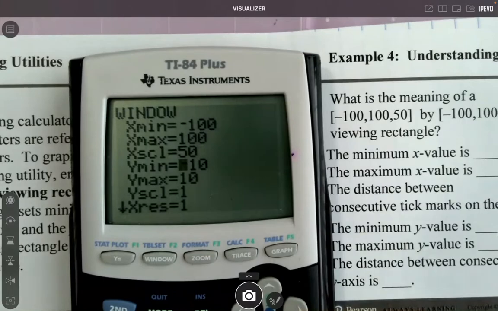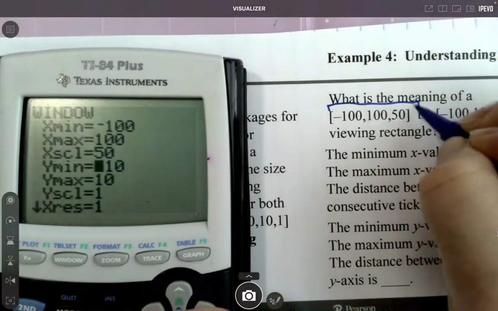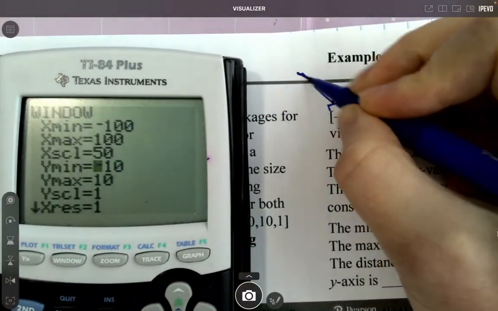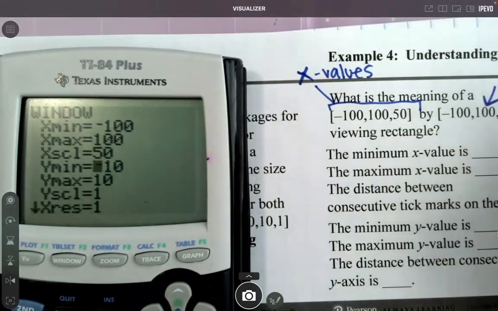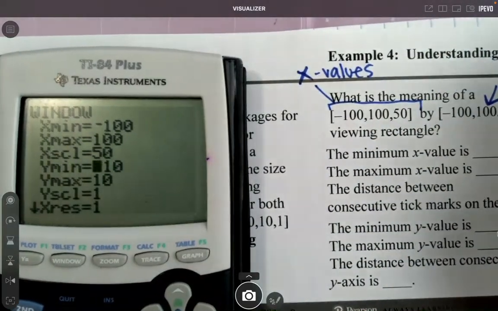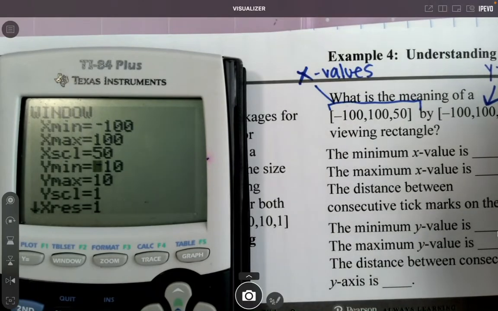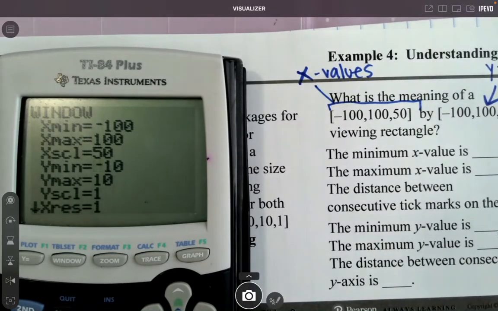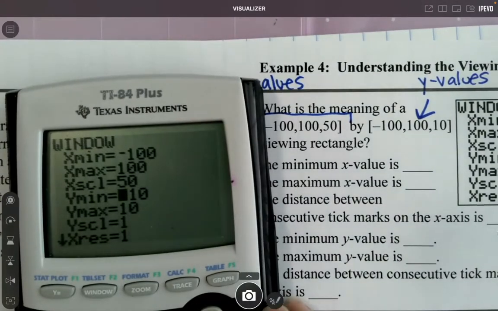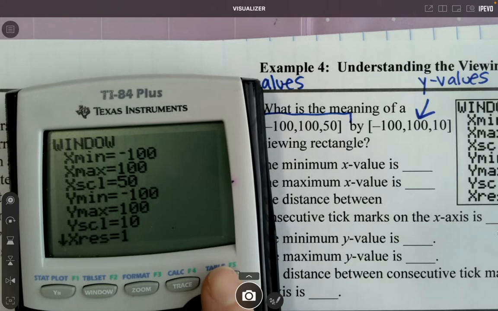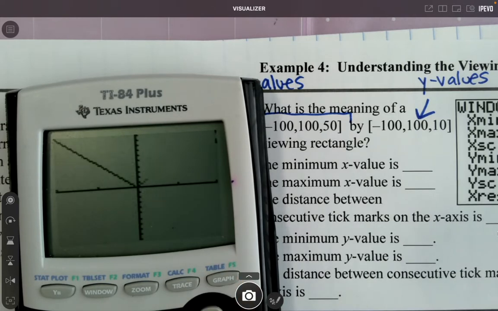By the y, so this first represents the x values. By this, x by y, the y values. So I just want to change it just so I can see what it looks like. Y min would be negative 100, y max would be 100, and my scale is 10. Once you change your window, you can hit graph and you can look at it.